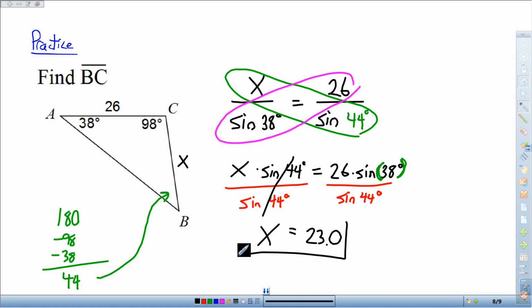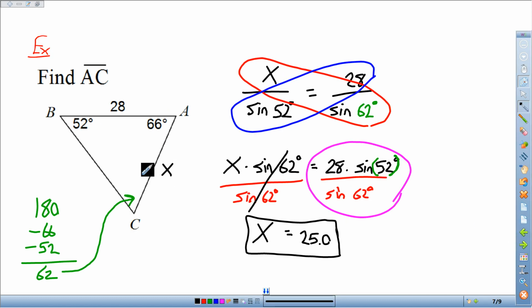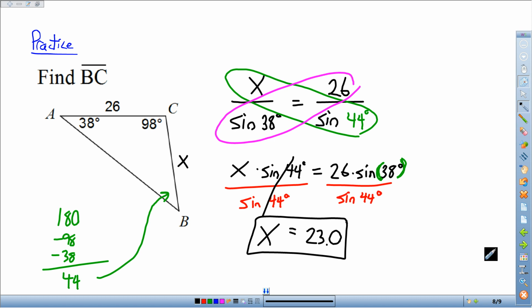All right. I forgot on the last couple problems, but does that make sense? This being 23, that being 26, they almost look like they're about the same length. On my last problem, this was 25, this one's 28. Yeah, this is working. So that's using law of sines.